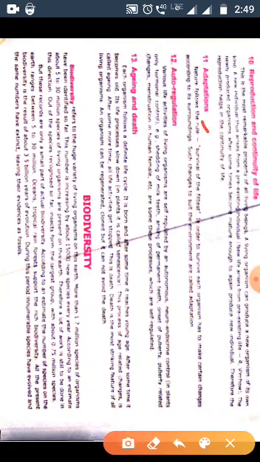Next one is adaptation. What is adaptation? The establishment and coordination, in simple words, systematic adjustment. Adaptation means adjustment with society, with nature, with the surroundings, and it is known as adaptation. All living beings have the quality of adaptation.